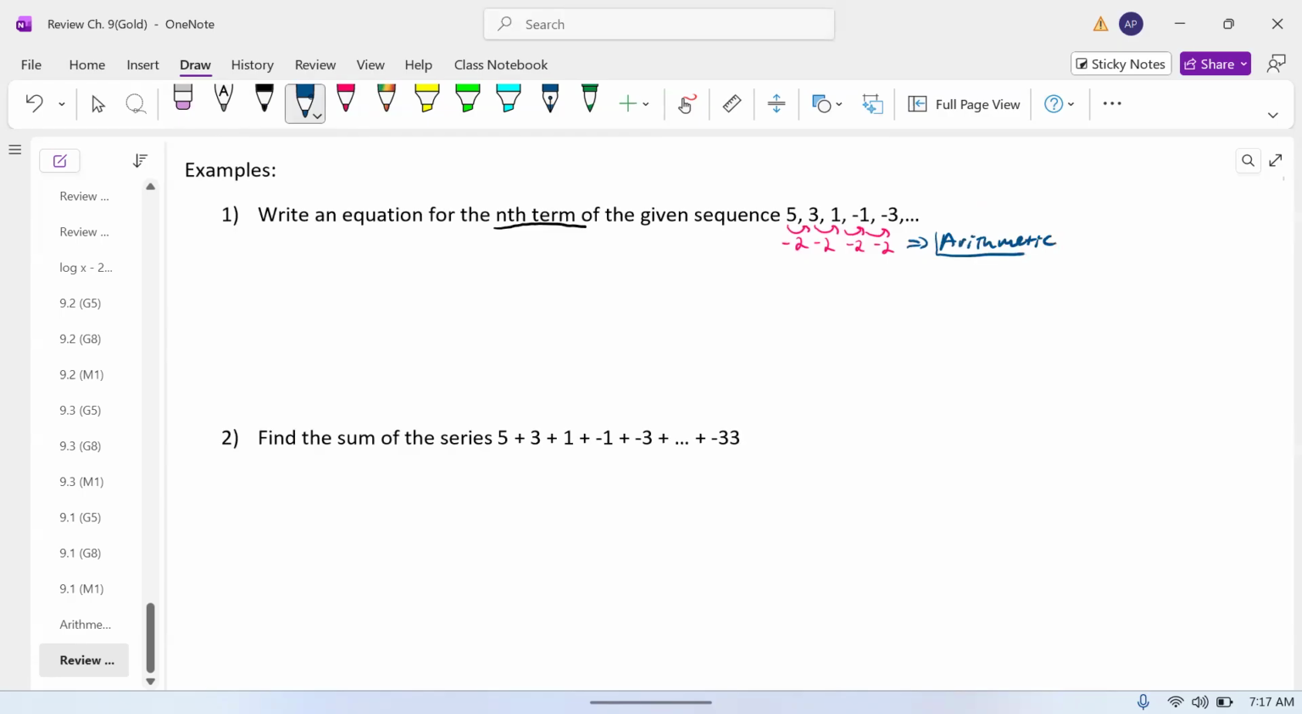Now, knowing that this is arithmetic means that we need to write an equation of the nth term. That means that we can use the formula a sub n equals a sub 1 plus d times n minus 1. Now, in this formula, we need to know what is our a sub 1, we need to know what is our d, common difference, and then n will stay as n.